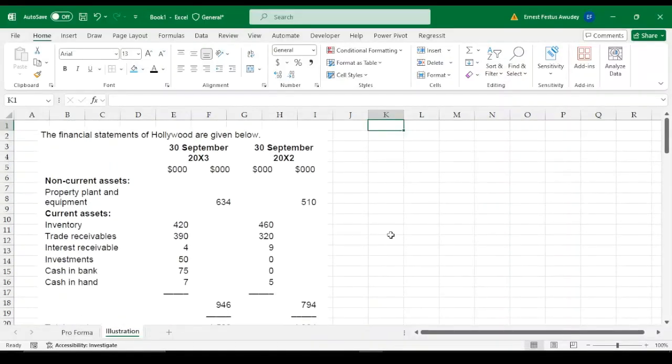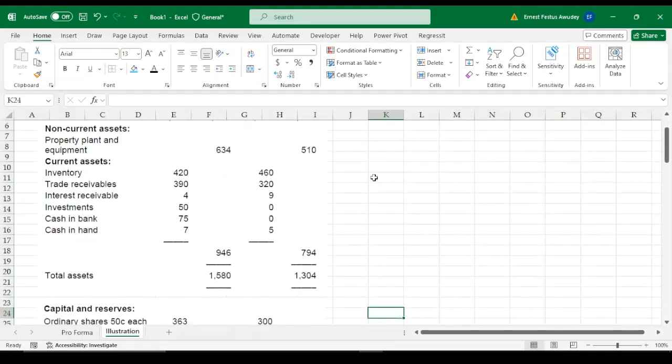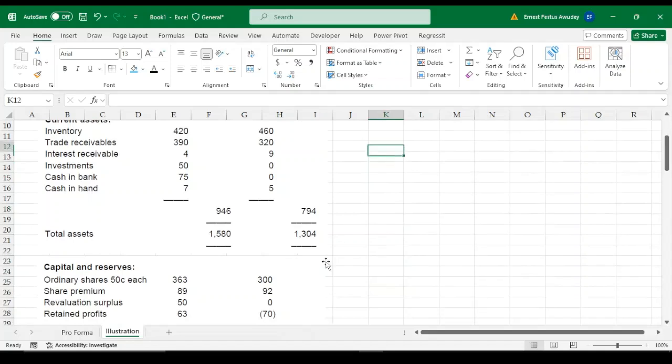All right, so the financial statements of Hollywood are given below. So this is actually the statement of financial position. So we are given the comparative information. So this is the current year, September 20X3, and then this is the previous year comparative information. So we have non-current assets, property, plant, and equipment only. We have current assets. Under current assets, we have inventory, trade receivables, interest receivable, investments, cash in bank, cash in hand. So that is for our current assets.